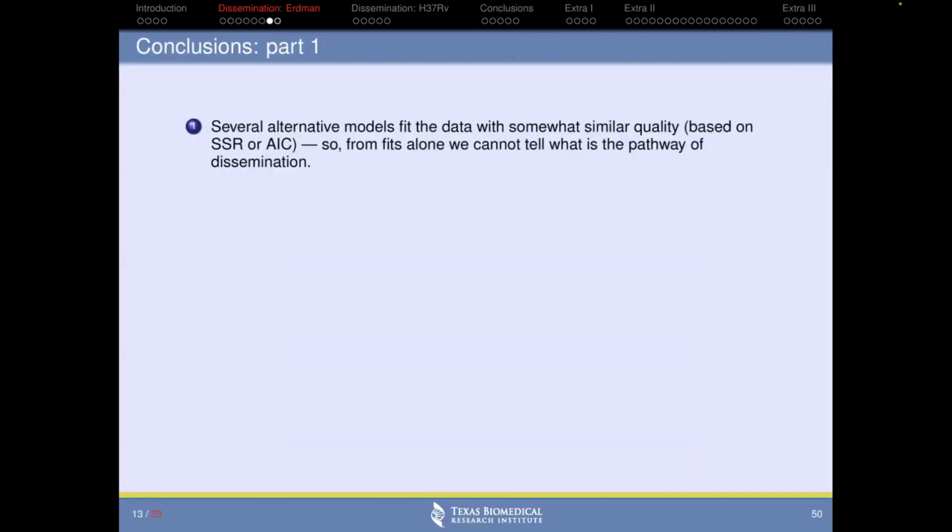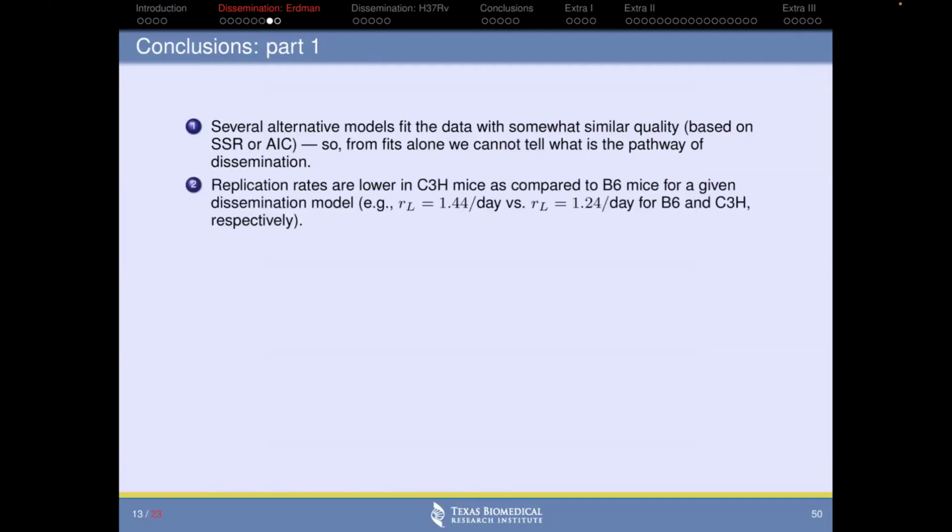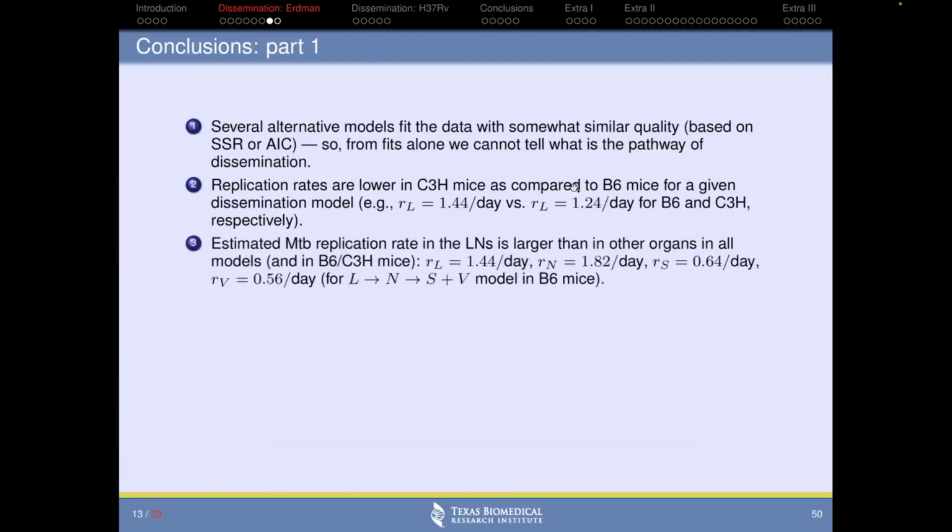So, first part, concluding. Typically in modeling we want to find what our best model is, what is the best mechanism, what explains the data. And unfortunately, in this particular case, we couldn't tell. We couldn't actually say that this pathway or this pathway is more likely because the alternative models fitted the data with similar quality. As I just said, the replication rates are lower in C3H mice, which are susceptible mice, compared to black 6 mice, which are considered to be more resistant. And they're not dramatically different, but there is a 20% or so difference.